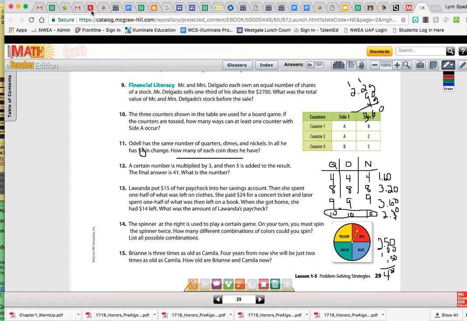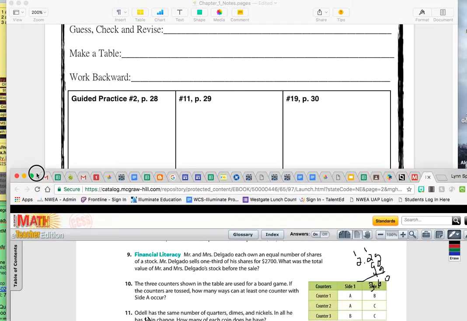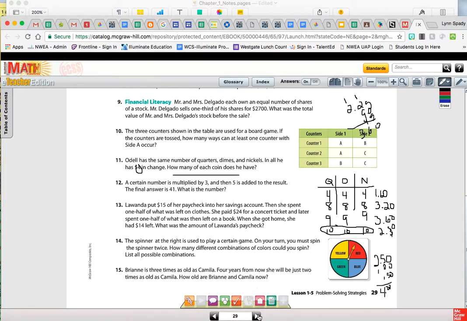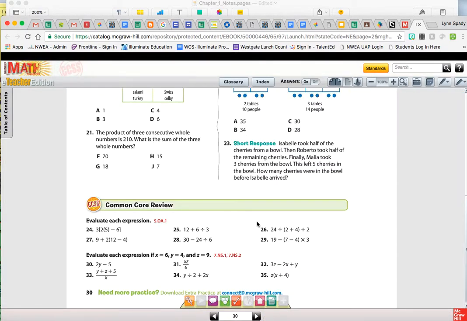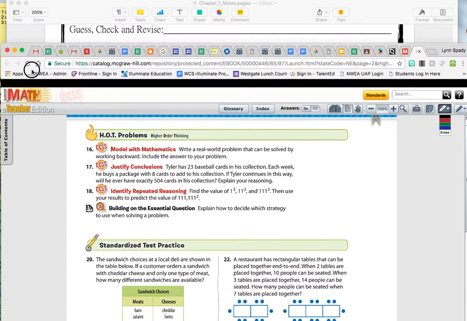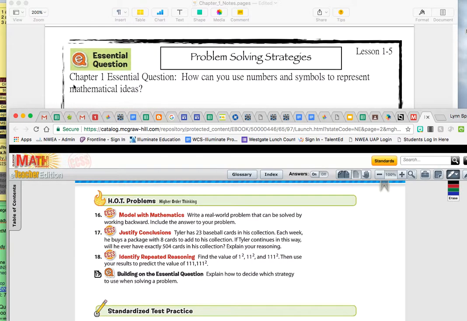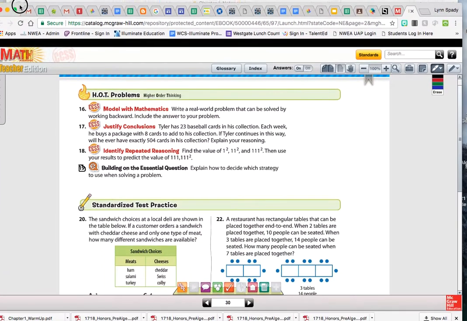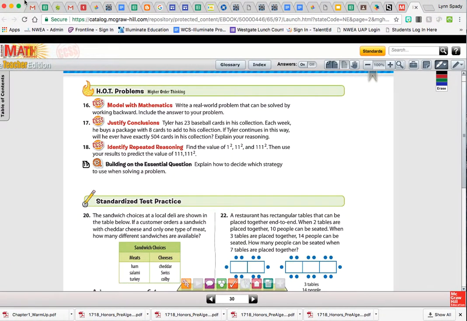The last problem that we're going to do for lesson 1-5 is number 19 on page 30. On page 30, number 19 asks about the essential question. Again, the essential question is our guiding force in each chapter, and we want to make sure and understand why we are doing the work that we're doing. In this case, how can you use numbers and symbols to represent mathematical ideas? And number 19 asks, how can we decide which strategy to use when solving a problem?